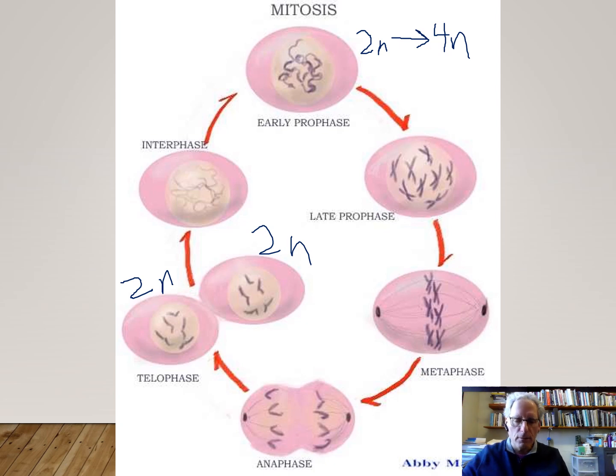So during mitosis, the chromosome pairs, the so-called chromatids, duplicate, and then those chromatids will separate. And because each chromosome makes its own chromatid, when those chromatids separate, you still have two copies of each chromosome, hence the diploid 2N.